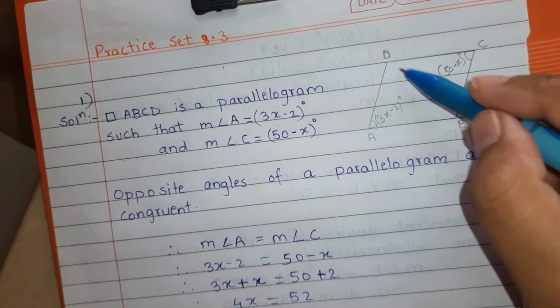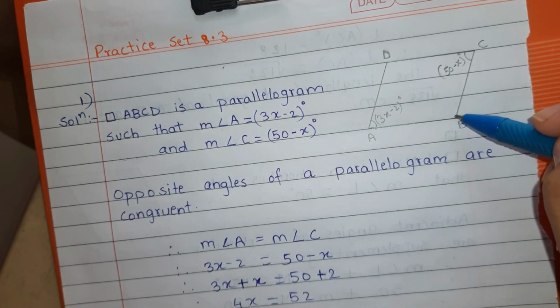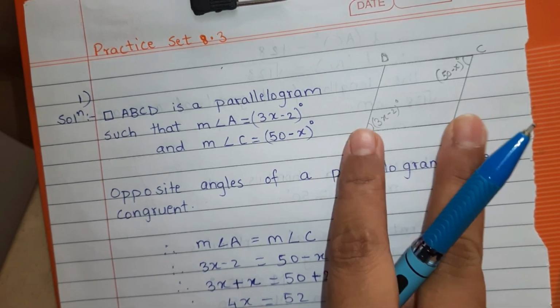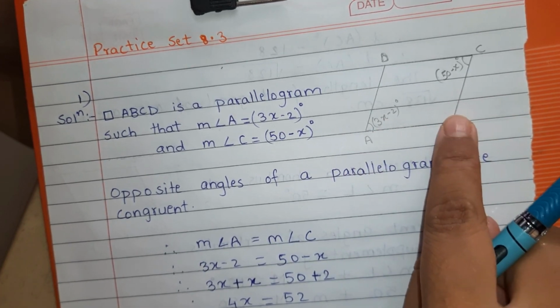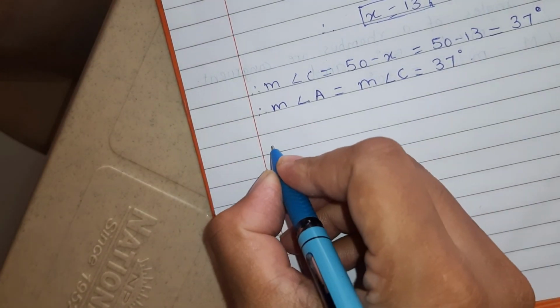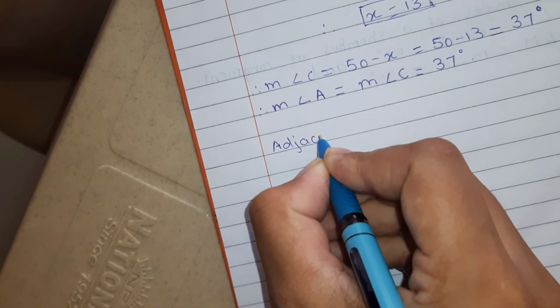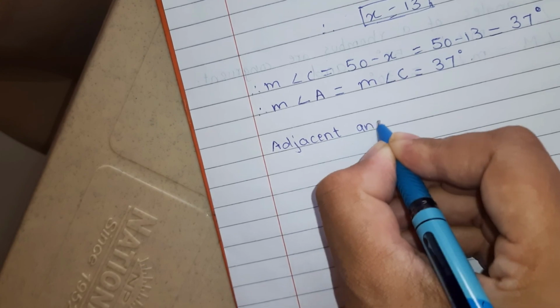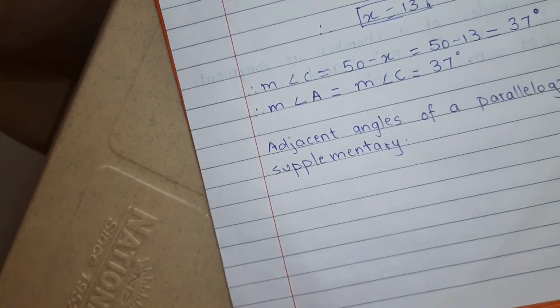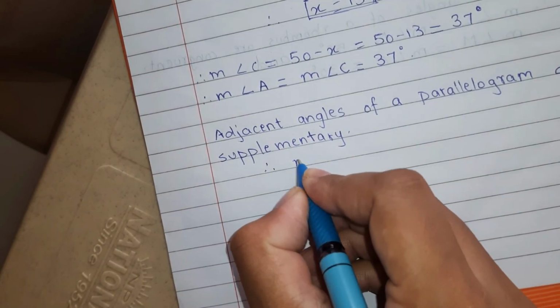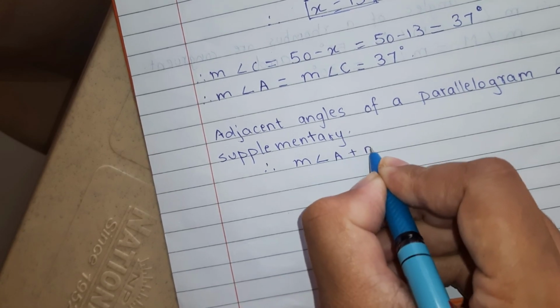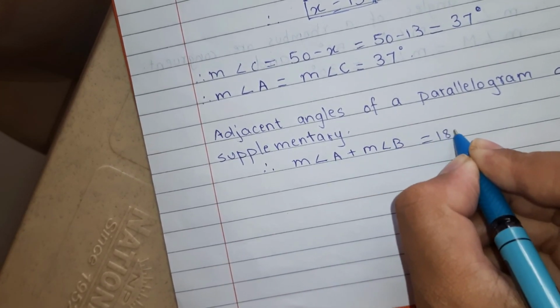So now we have to find the measurement of these two angles also. All angles we have to find. Now another property is adjacent angles are supplementary. Means angle A plus angle B will be 180 degrees. So let's write down: adjacent angles of a parallelogram are supplementary. Therefore, measure angle A plus measure angle B should be 180 degrees.